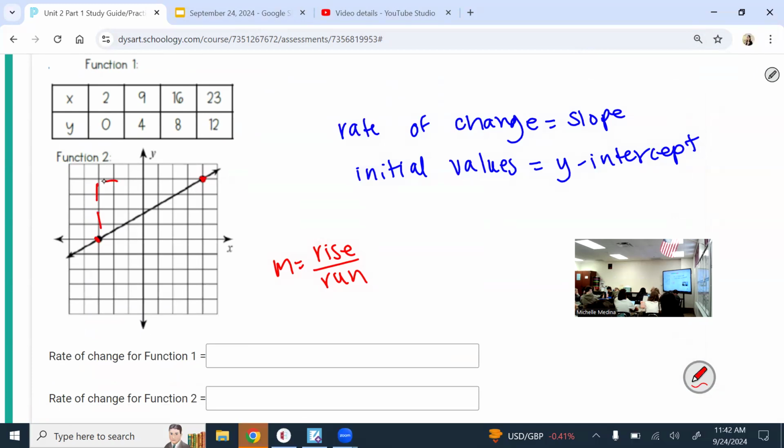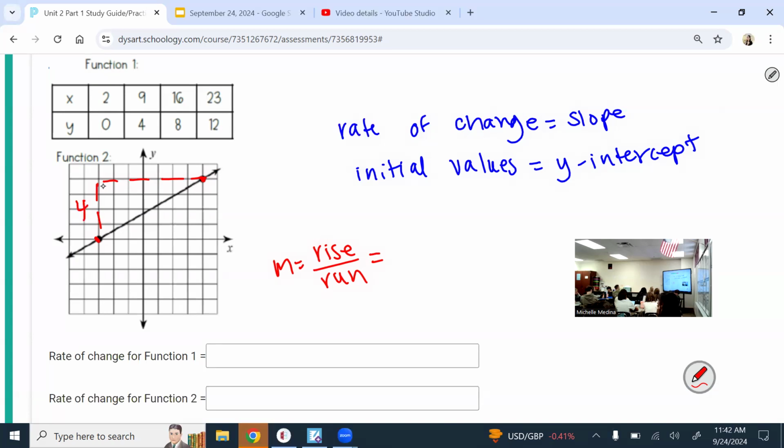Draw, or if it's on your computer screen, visualize a triangle. And you're counting your rise over your run to get from the left point to the right, like left to right, like how you read. So what is my rise to go from this point to that point? 4. Good. We're counting up 1, 2, 3, 4.